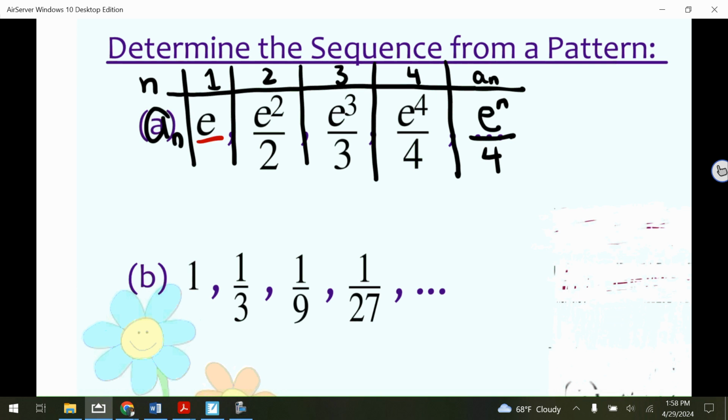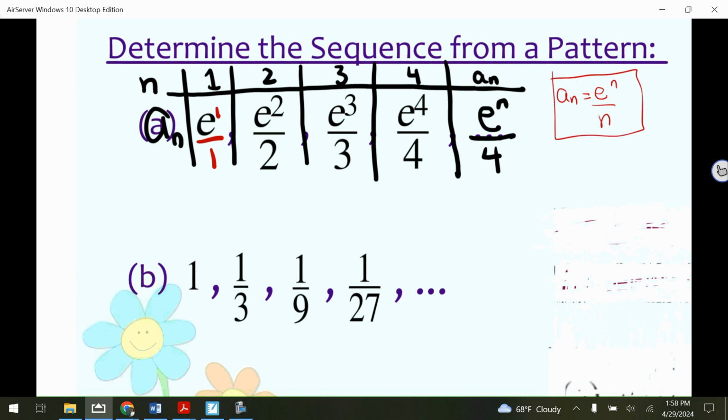We could say, oh, this is e to the 1 over 1. So I can say it's e to the n over n. So when we write that equation, it's going to be a sub n equals e to the n over n. So that equation determines the pattern.